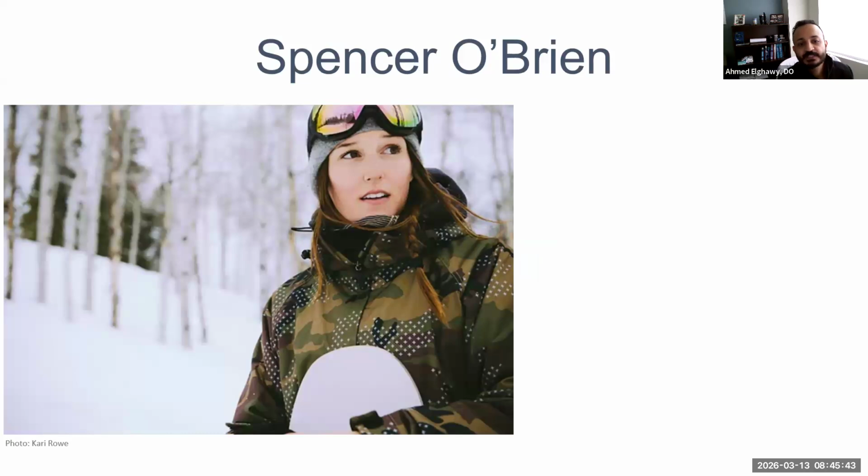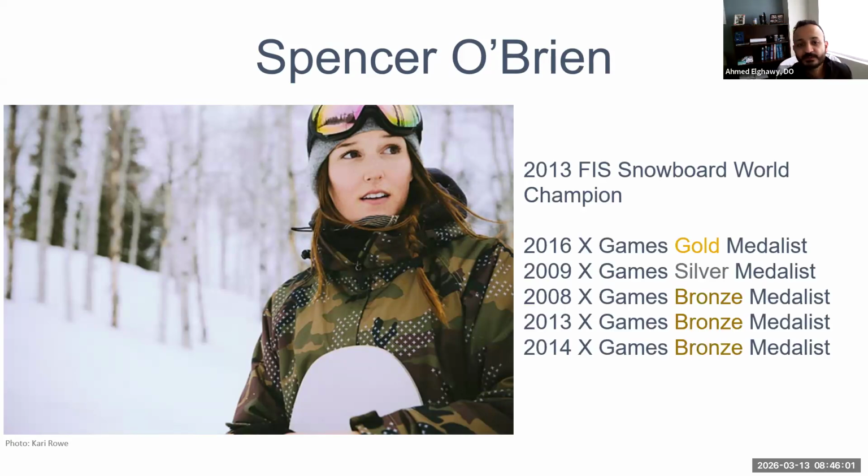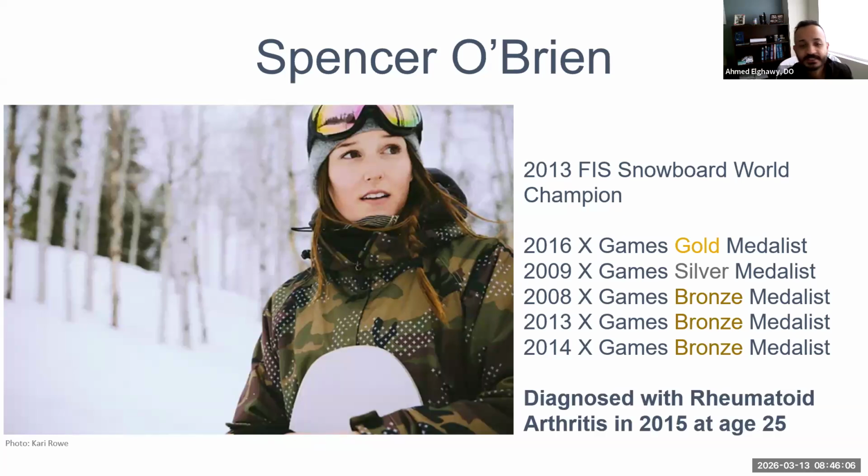So what I want to go over is now moving away from osteoarthritis. The next thing I want to talk about is rheumatoid arthritis, and so I like to bring up some of these athletes that have some of these rheumatic conditions. First one is Spencer O'Brien. She was a 2013 freestyle snowboarding world champion. She was a five-time X Games medalist, including a 2016 gold medalist. But she was also diagnosed with rheumatoid arthritis at age 25. And as you can see, she still ended up winning a gold medal, even with that diagnosis of rheumatoid arthritis.